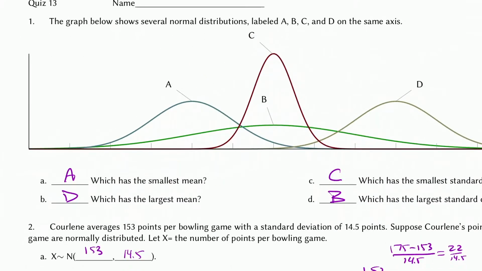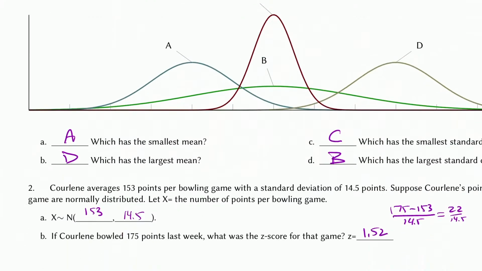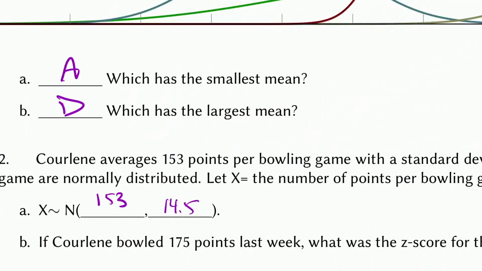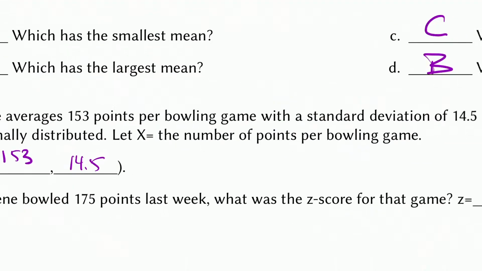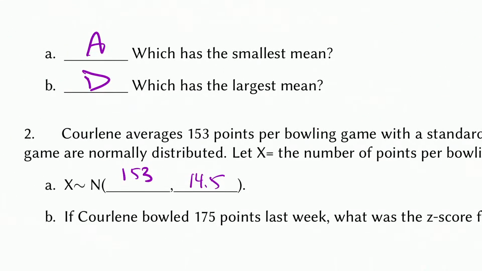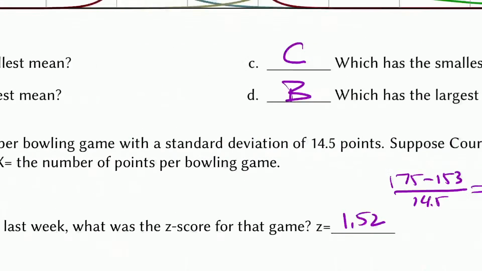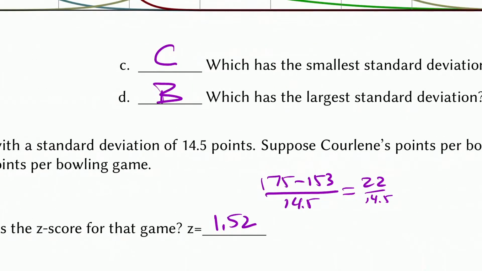And then this, pretty straightforward. Just wanted you to remember that we're interested in these 2 numbers, the normal curve where the mean is 153, the standard deviation is 14.5. And then this particular game, 175, there's the formula up there. I got 1.52. So this should be easy to grade because I'm pretty sure everyone got 100% on this.